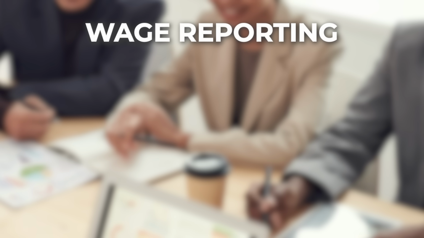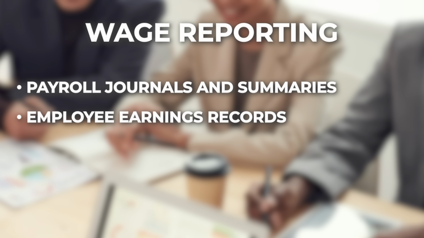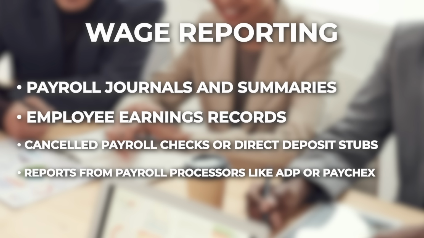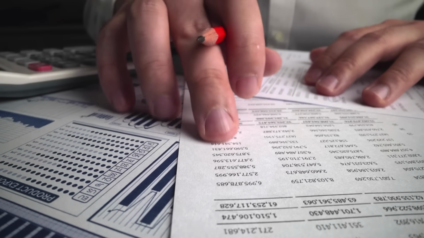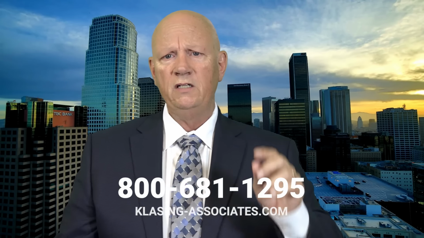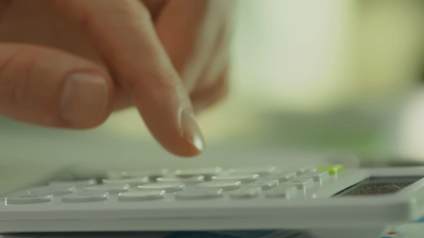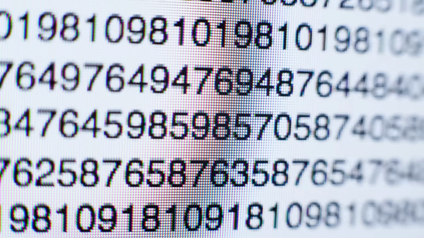Next comes your wage reporting: payroll journals and summaries, employee earnings records, canceled payroll checks or direct deposit stubs, reports from payroll processors like ADP or Paychex. Eventually, they're going to match every number against your state and federal filings. Forms 941, 940, W-2, DE-9, and DE-9C reports. If these documents don't reconcile, the EDD will assume something was hidden.